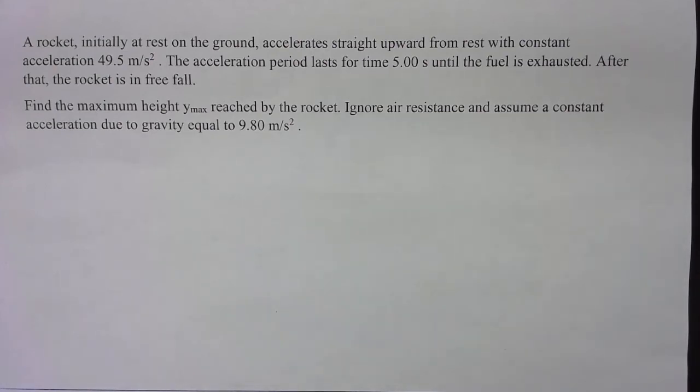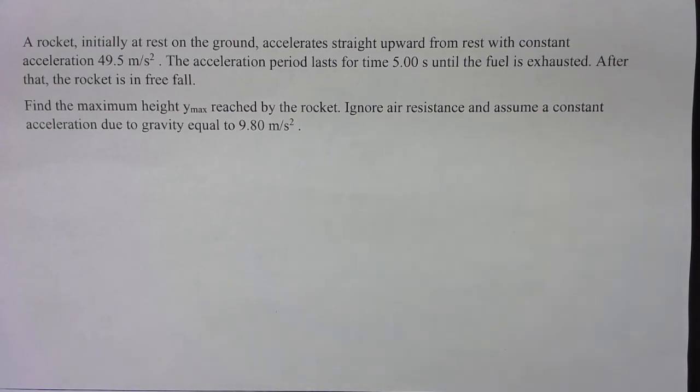It says, a rocket initially at rest on the ground accelerates straight upward from rest with a constant acceleration of 49.5 meters per second squared. The acceleration period lasts for a time of 5 seconds until the fuel is exhausted. After that, the rocket is in free fall. Find the maximum height, y max, reached by the rocket. Ignore air resistance and assume a constant acceleration due to gravity equal to 9.8 meters per second squared.